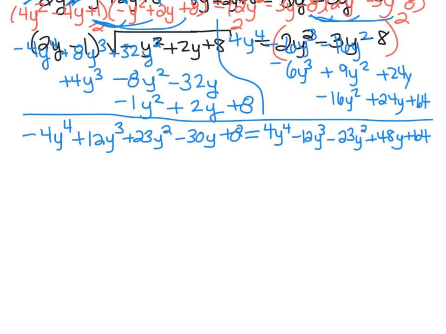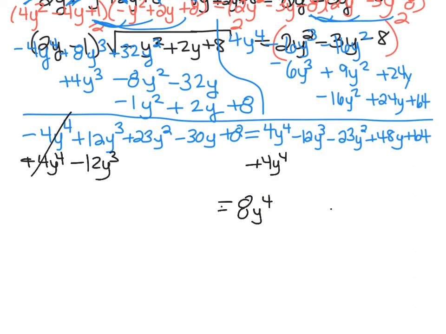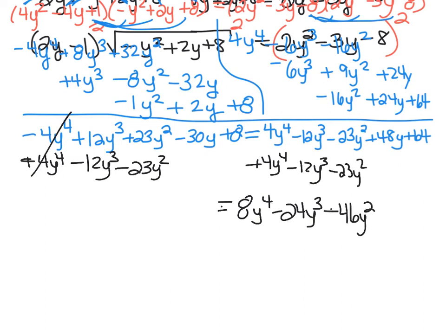Now you've got to get everything to one side of the equal sign. Okay, so in this case, I'm going to add the 4y to the fourth, which would give us 8y to the fourth. I'm going to subtract the 12y to the third, which would give us negative 24y to the third. I'm going to subtract the 23y squared. I'm going to add the 30y. And I'm going to subtract 8.